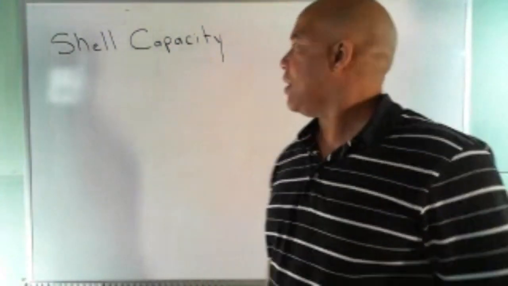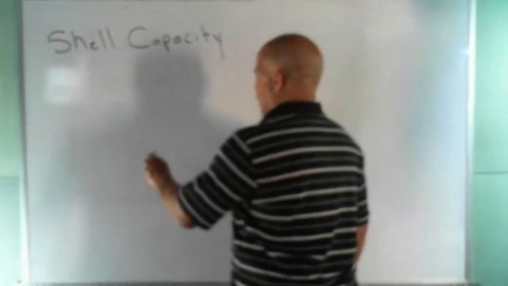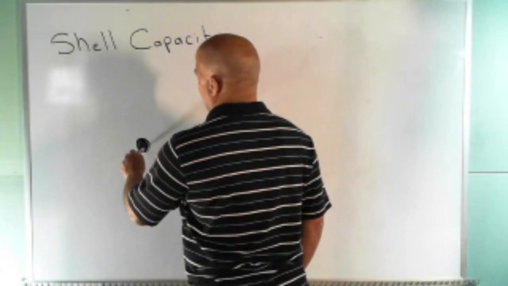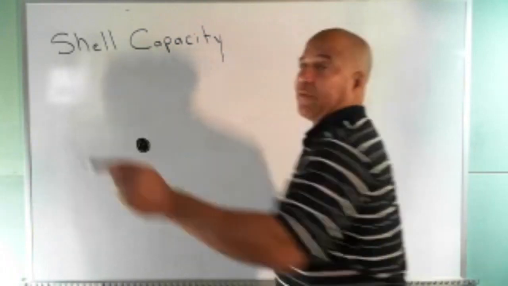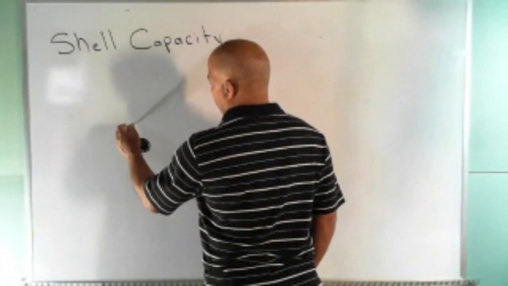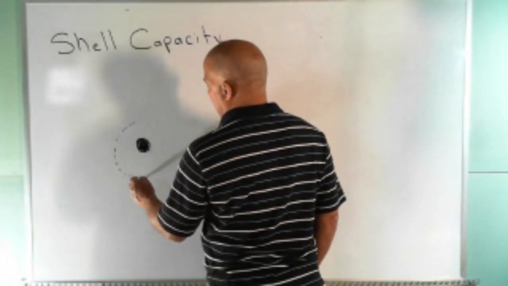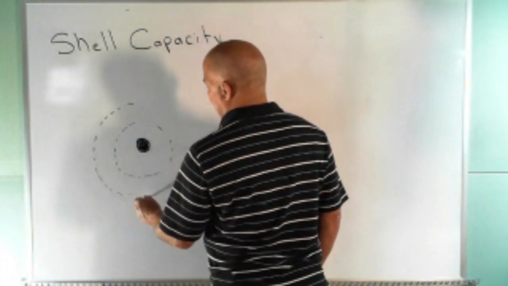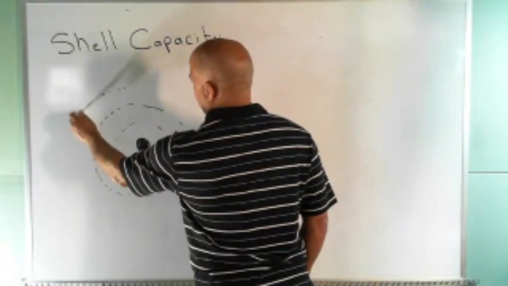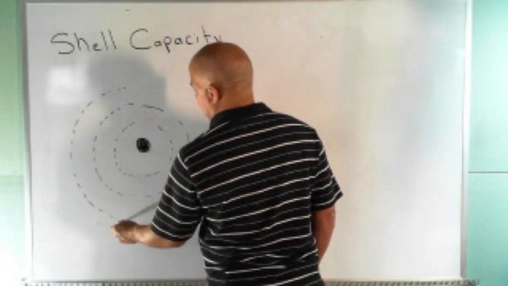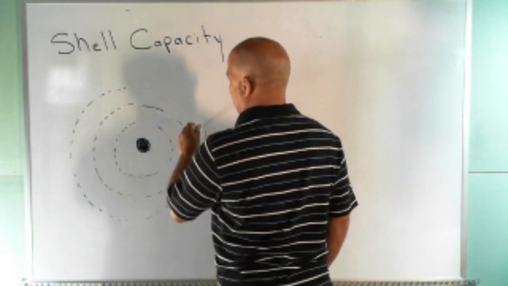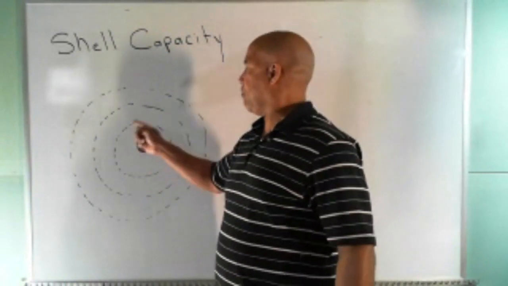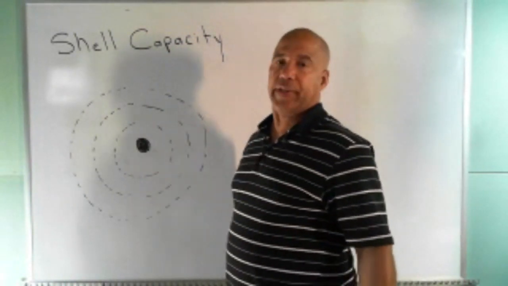Well, let me draw an atom and let's label something here. So here is the nucleus. I'm going to color that in. And then as you go out from the nucleus, you've got these orbits or shells. So here's an orbit or shell. Here's an orbit or shell. And here's an orbit or shell. And you know that these are where the electrons actually live as they revolve and spin around the nucleus.